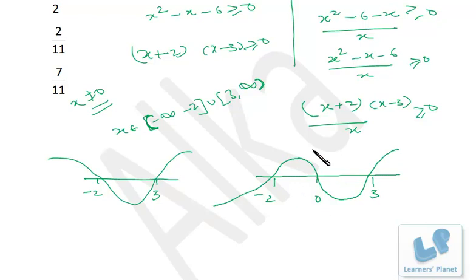In that case x belongs to minus 2 to 0. Minus 2 is included, 0 is not included because x is in the denominator. Union 0 to 3 we cannot take, because in that case the value of this expression will be less than 0. Then it is 3 to infinity, right?